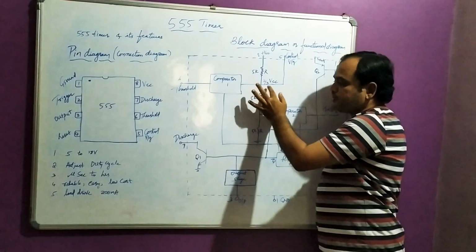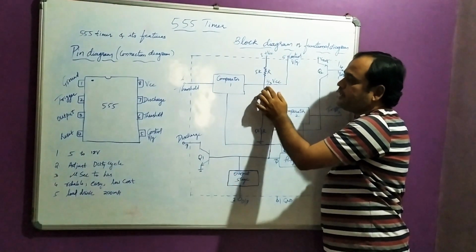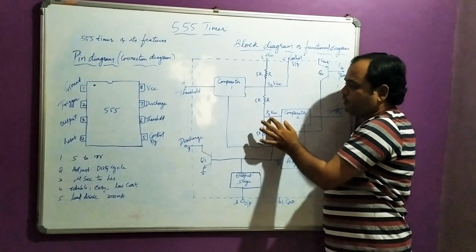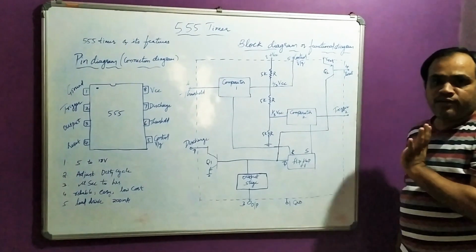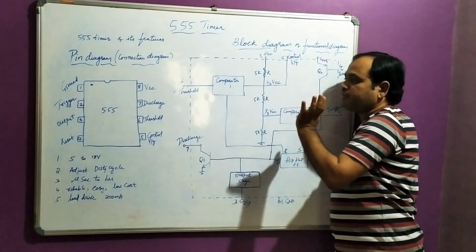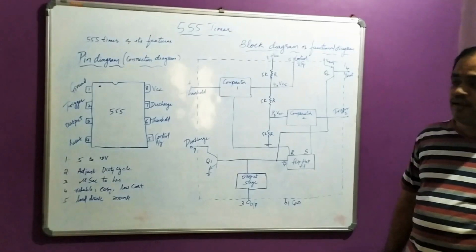Since it is a potential divider path, the applied voltage is obtained as 2/3 VCC given to comparator 1 and 1/3 VCC given to comparator 2. These are the most important fixed voltages connected to the supply. Depending on these only, the comparator is going to go high or low.